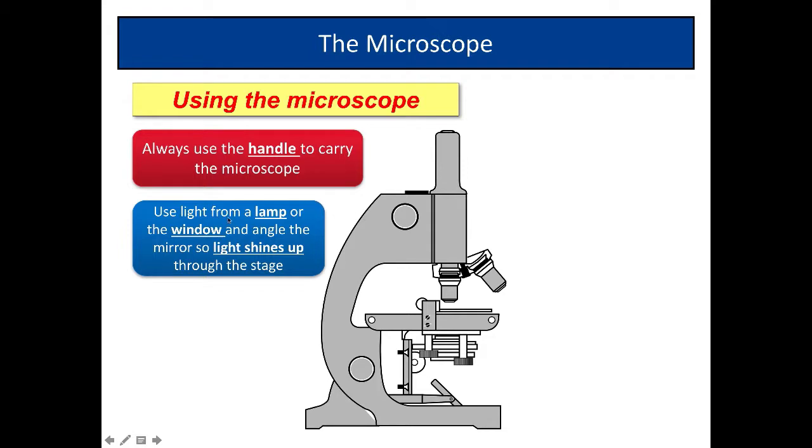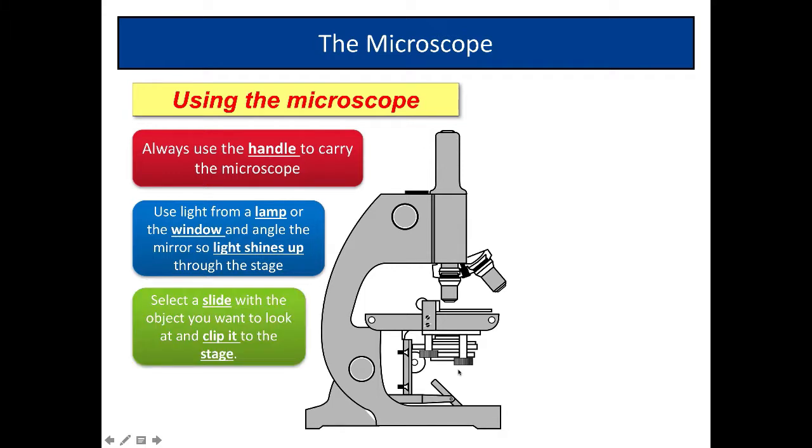You're going to use light from a lamp or a window and angle the mirror so light shines up through the stage. So if you've got a mirror, you angle this mirror here so light comes in, hits the mirror, and then comes up through the stage. You can see it clearly. But you might have a built-in light source, which is much easier. Select a slide with the object you want to look at and clip it onto this bit here. So there are some clips here on the stage. Clip it on there and the clips hold it in place firmly.